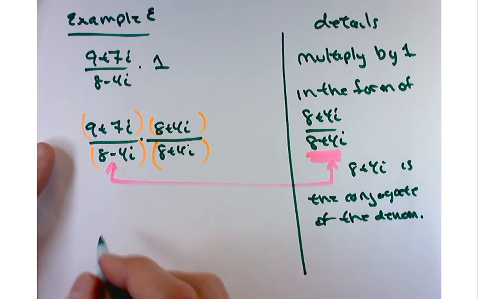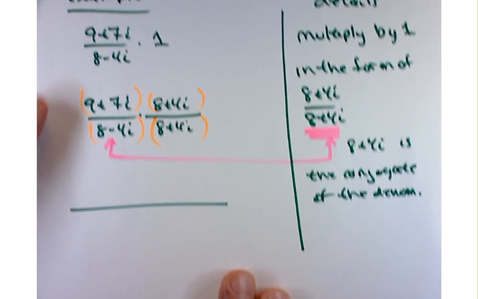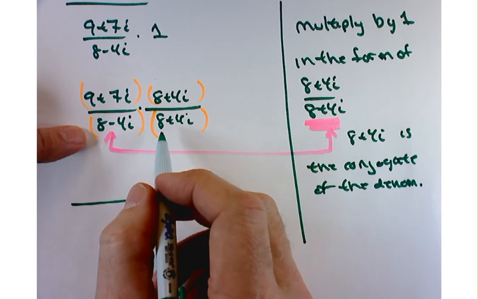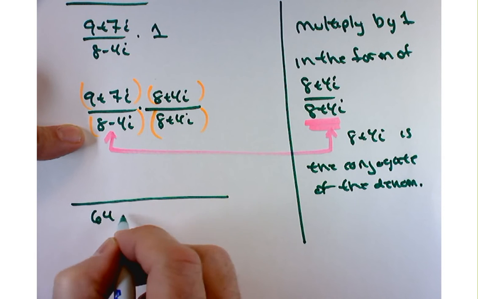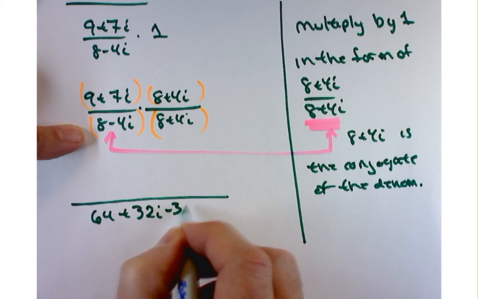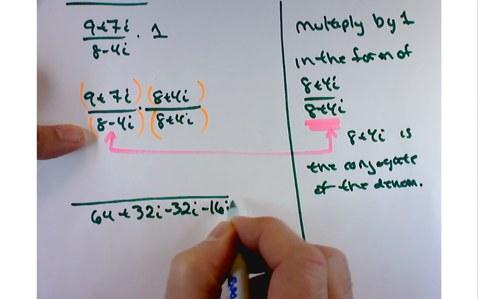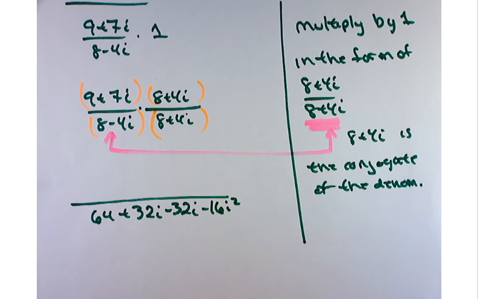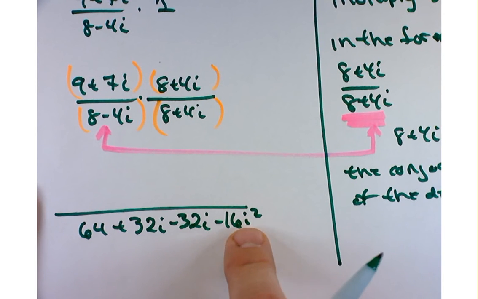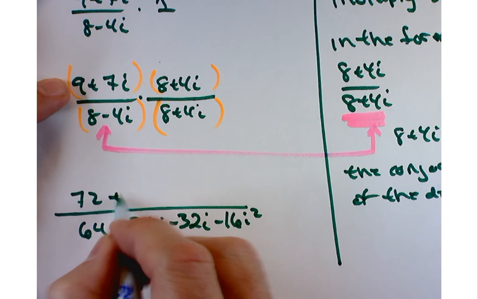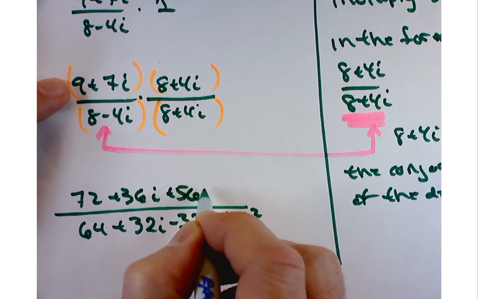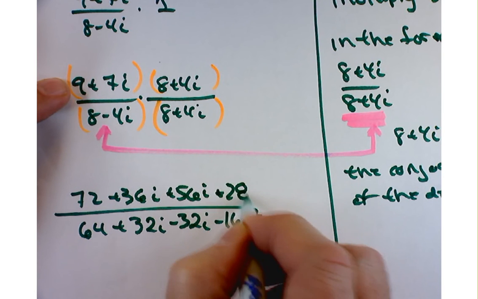Now that's going to leave you with a lot of foiling to do. I'm going to go through it quickly, starting with the denominator, because something interesting happens in the denominator. You're going to get 64 plus 32i minus 32i, and then minus 16i squared. One of the bigger mistakes I see people making is that they forget to square that value of i here. You need it, because that's going to turn this into a positive 16. In the numerator, it's going to be 72 plus 36i plus 56i plus 28i squared.